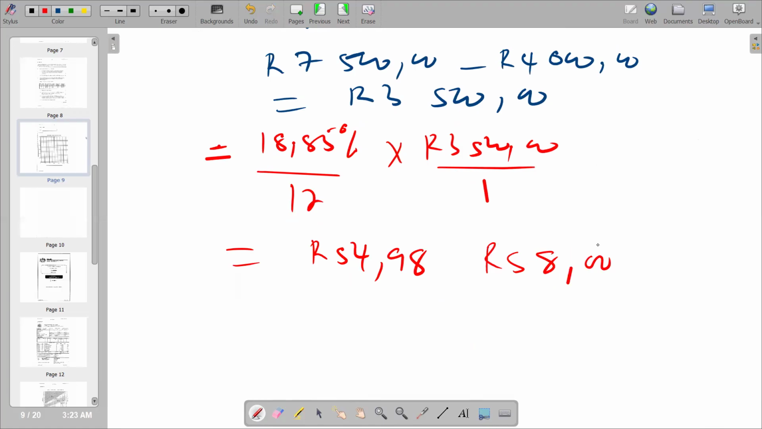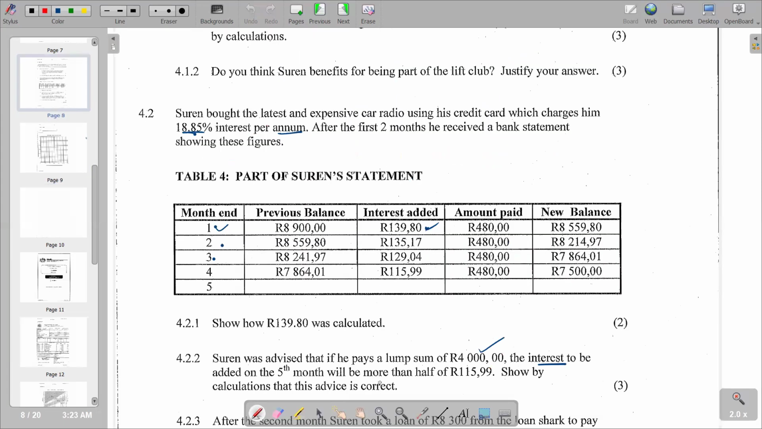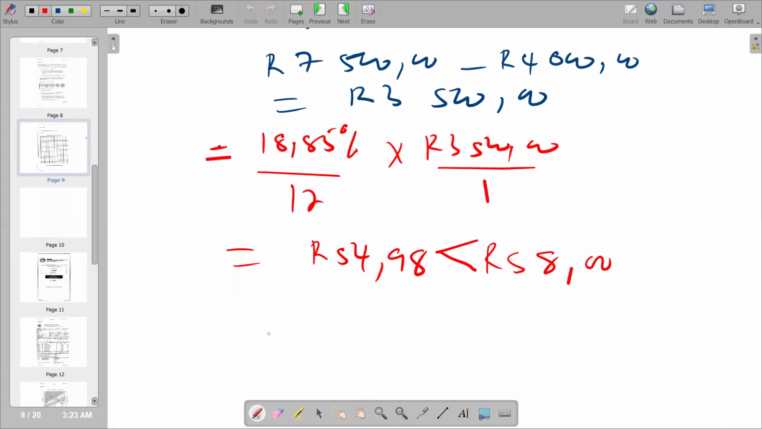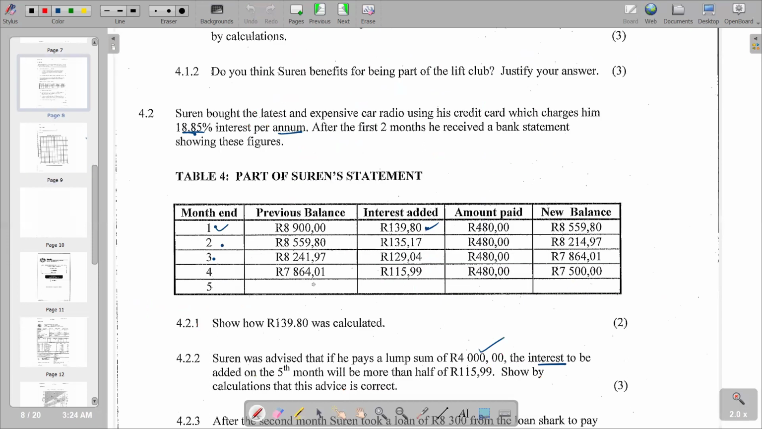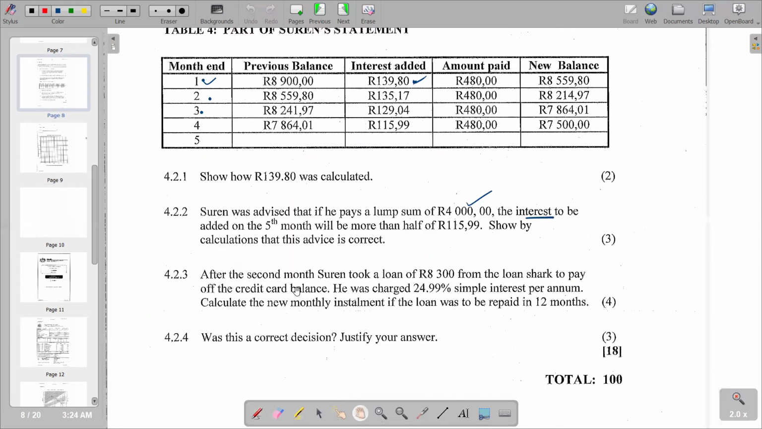It becomes 58.00. So this is what we have said. Making the 58.00 greater, but if you go back there, you're supposed to be more than the half of, so which is not correct. So in our explanation, we are going to say the advice is incorrect. So basically, that's how we can summarize it. Then we'll try to see the next question.